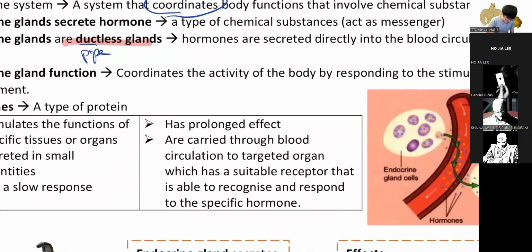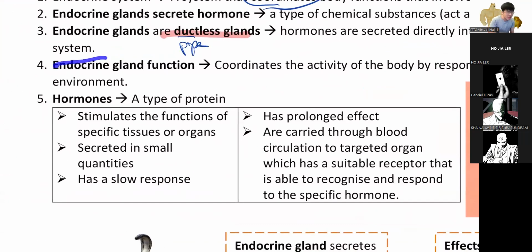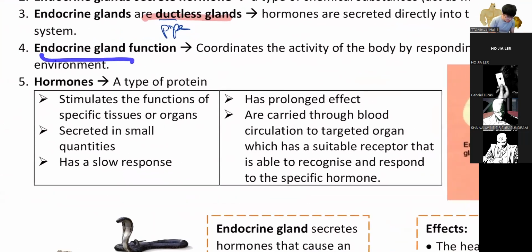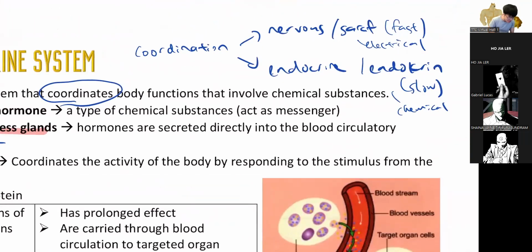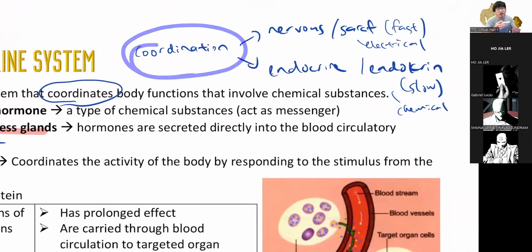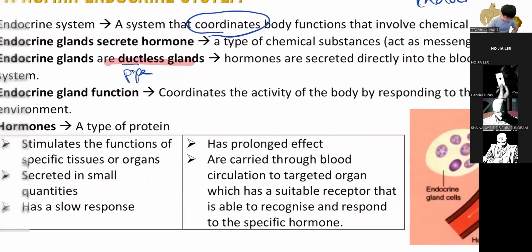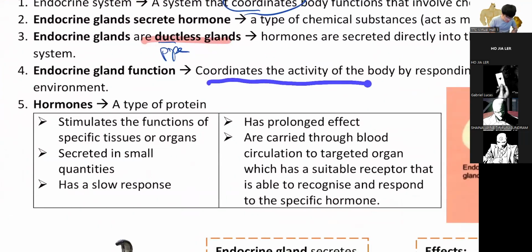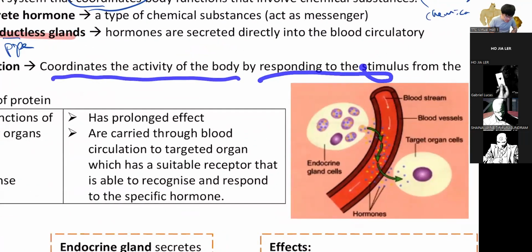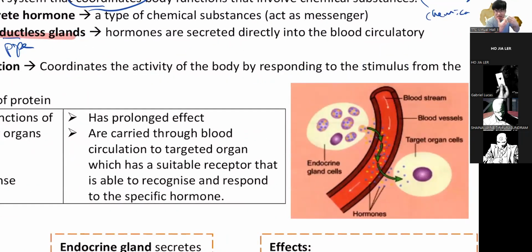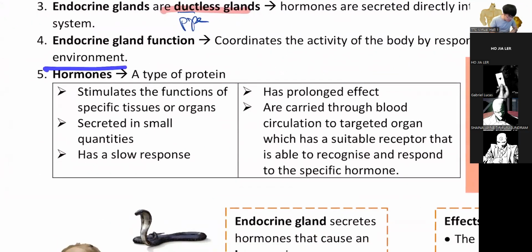All right, so they will go through your bloodstream. Same goes to all hormones. Okay, so anyway, your endocrine gland function. What's the function of endocrine gland? Like I said, they are for your coordination. They arrange your body processes, what to do and what not to do. So it coordinates the activity of the body by responding to the stimulus. Stimulus is the rangsangan. You get stimulus from outside, so you respond to it from the environment.